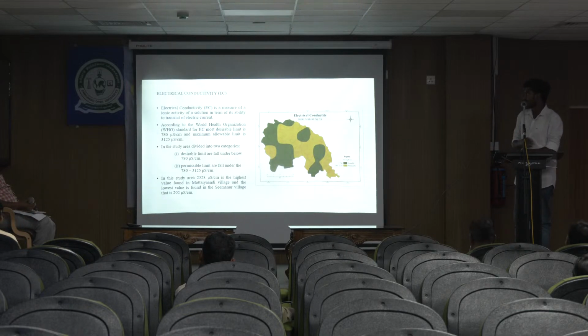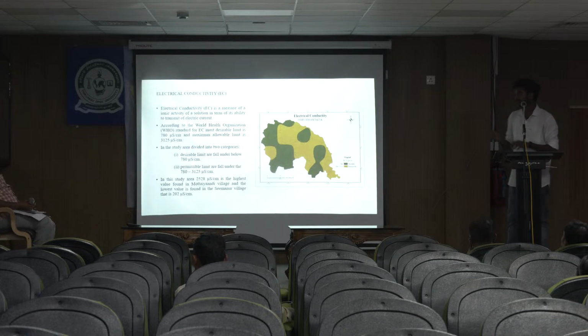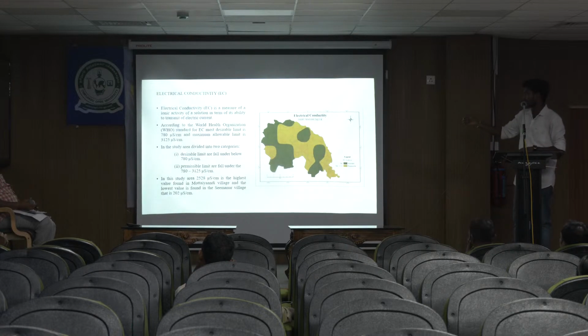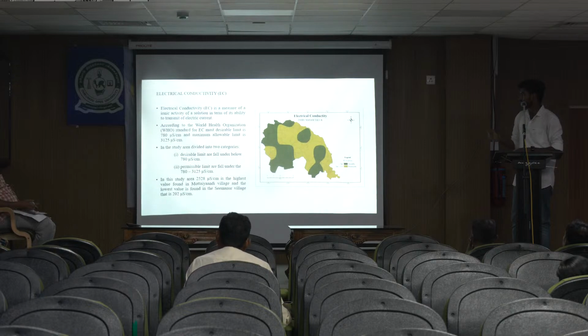Electrical conductivity. According to the World Health Organization standard for electrical conductivity, the most desirable limit is 780 micro Siemens per centimeter, and the maximum allowable limit is 3125 micro Siemens per centimeter. In this study area, there are two categories: one is the desirable and the other is the permissible limit.